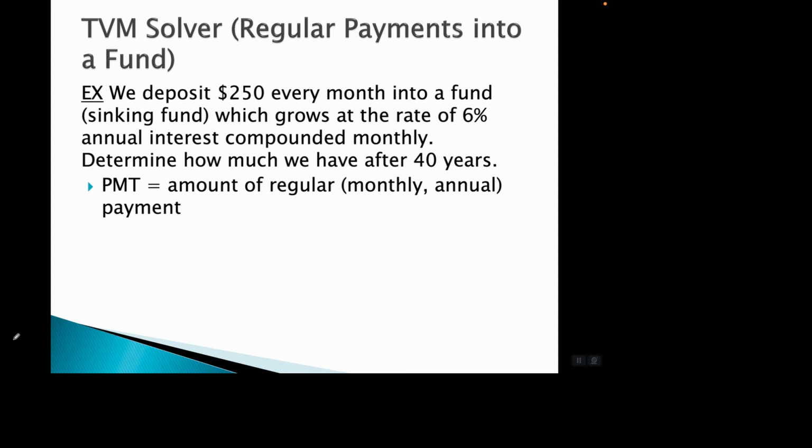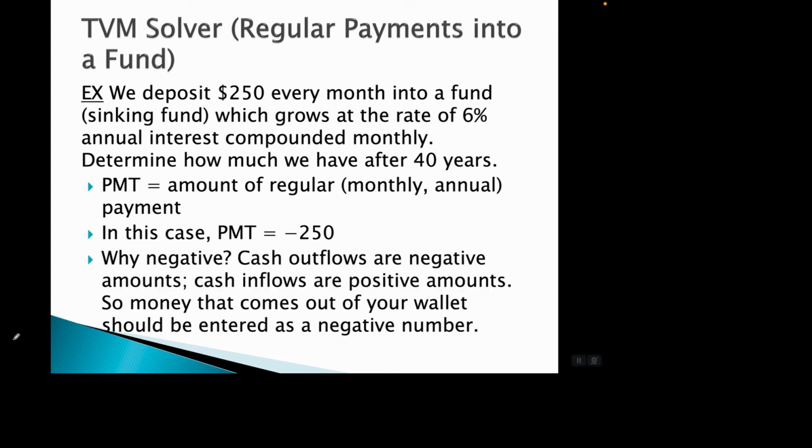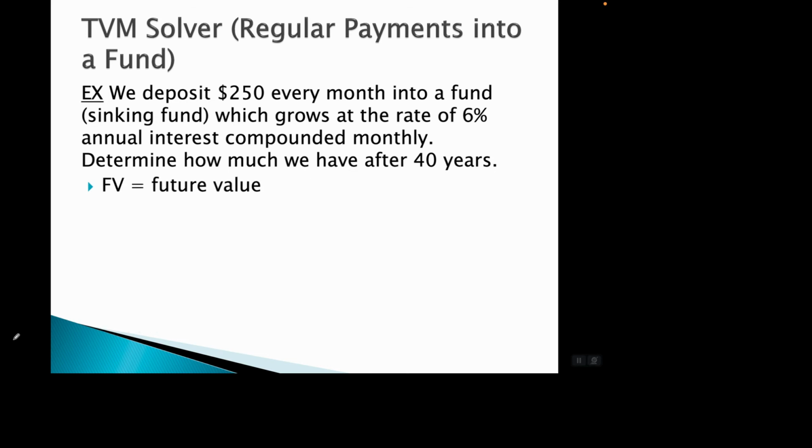PMT is the amount of regular, that is monthly or annual payments. In this case, PMT equals negative 250. Why negative? Cash outflows are negative amounts. Cash inflows are positive amounts. So money that comes out of your wallet should be entered as a negative number.